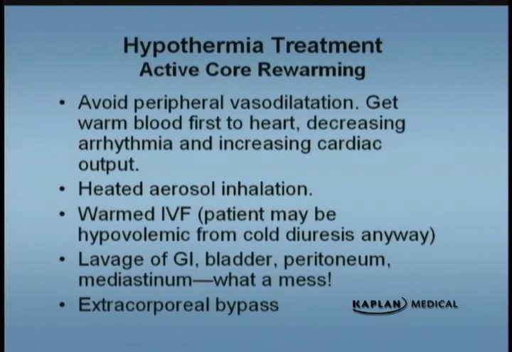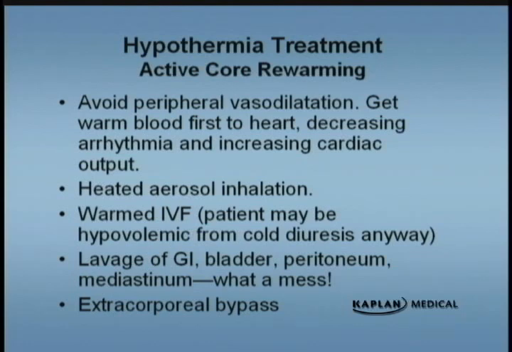To prevent this core after drop, the technique is to do some core rewarming or active core rewarming. And the easiest way to do this is with a heated aerosol. Like breathing a little warm mist, like a vaporizer, right? That will warm up the patient very quickly and is usually all that's needed. You can use warmed IV fluid, but be careful not to make the temperature too warm, as you don't want to coagulate the patient's blood. Just body temperature warmth, 98.6 is good. That'll warm up the patient with warm IV fluid.